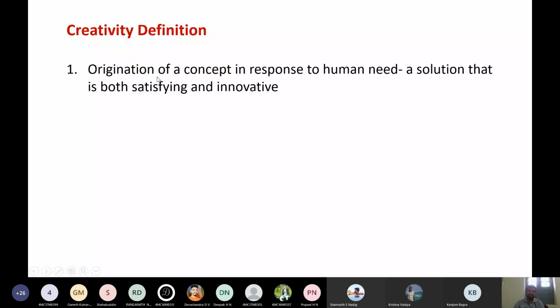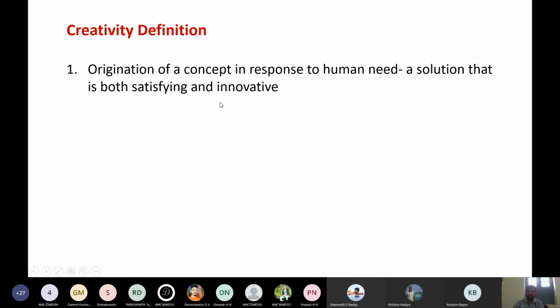One of the definitions is origination of a concept in response to human need, that is, a solution that is both satisfying and innovative. In case of engineering design, always we are worried about feasibility of the solutions. So if the solution is innovative, that is not sufficient. At the same time, it should satisfy the need of the consumer, or at least it should satisfy the requirement of the company or management of the company. So that's why it should be satisfying and innovative.